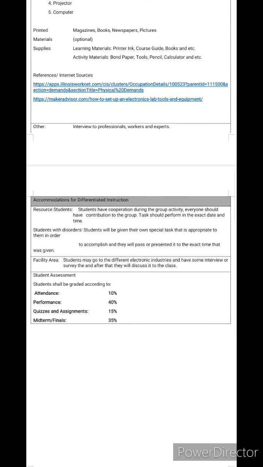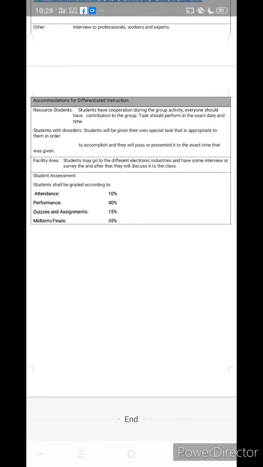For the facility areas, students may go to the different electronics industries and conduct an interview or survey, and after that, they will discuss it with the class. For the students' assessment, students shall be graded according to: first, attendance 10%, performance 40%, quizzes and assignments 15%, midterm and finals 35%, for a total of 100%.